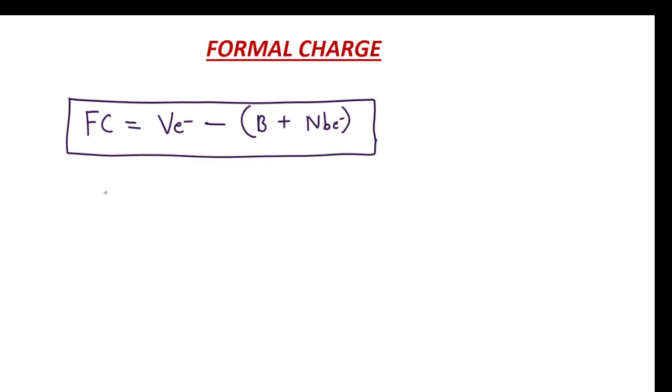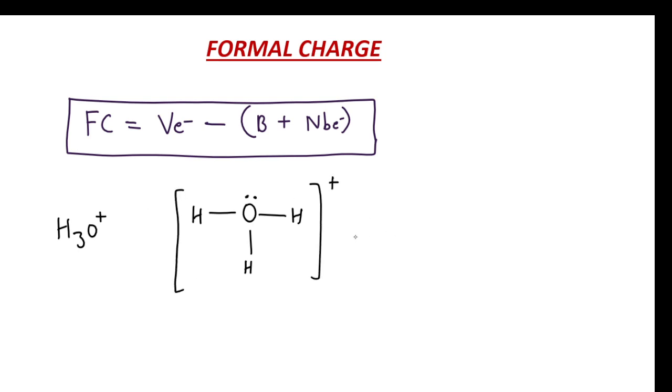So let's start with the hydronium ion, H3O plus. Let's draw the structure for this molecule. This is oxygen, 1 hydrogen, 2 hydrogen and 3 hydrogen, and 1 lone pair. This is the positive charge. Now calculate the formal charge for this oxygen atom.